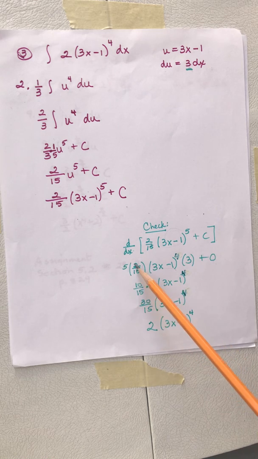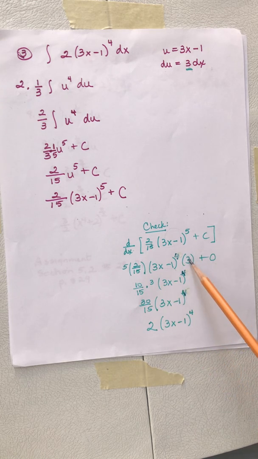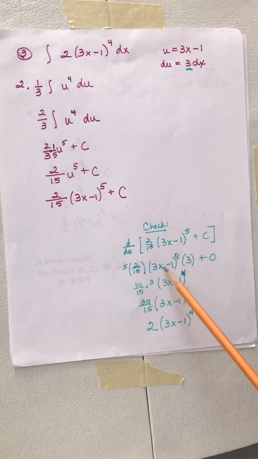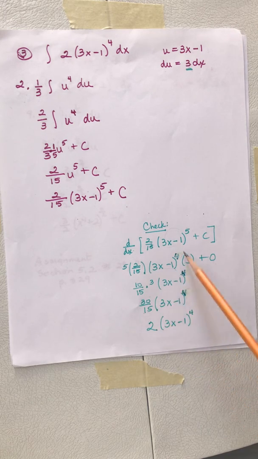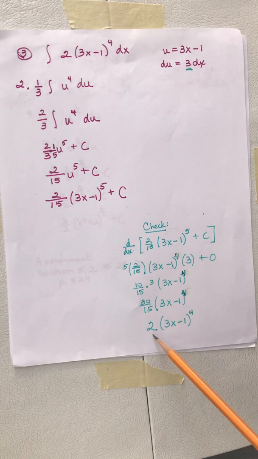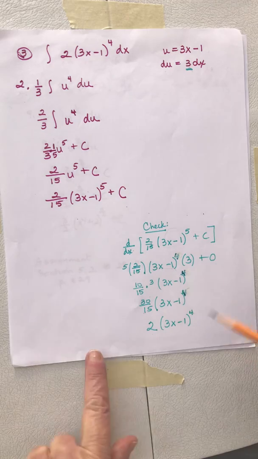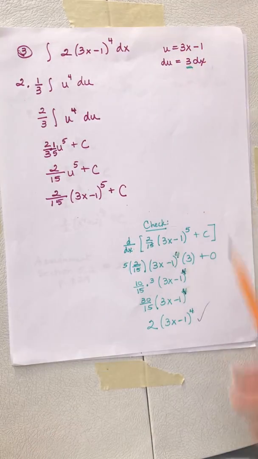What does that give me? 10/15 times this 3 here, which is going to give me 30/15. And all I have left is 30/15 times 3x minus 1 to the 4th power, which is 2 times 3x minus 1 to the 4th power, which, check, that's our original integrand.